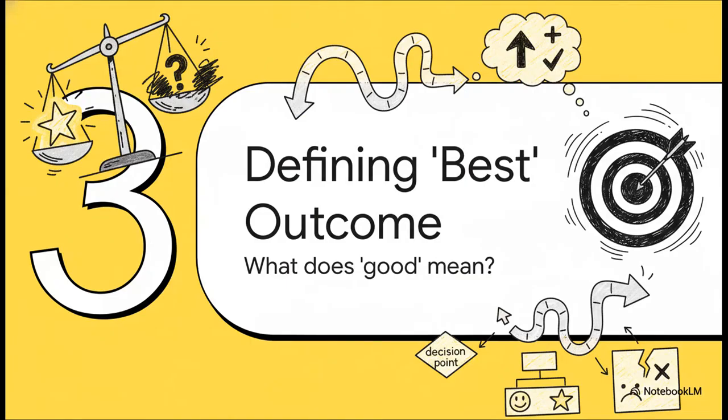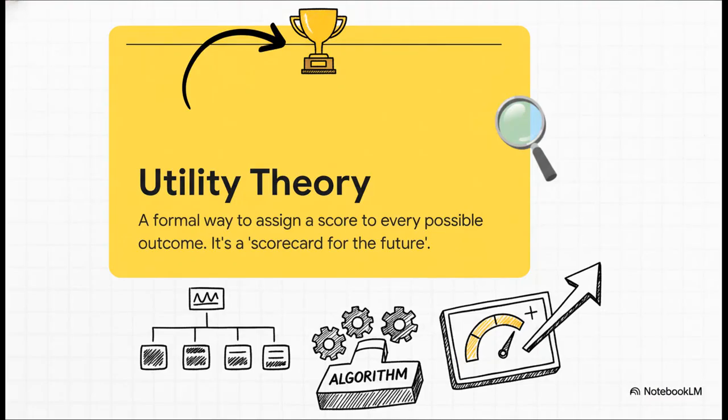Okay, so being able to weigh the odds is one thing. That's huge. But how does an algorithm know what it's even trying to achieve? It needs a goal, right? A clear definition of what a good outcome actually is. This is where something called utility theory comes in. It's basically a scorecard for the future.